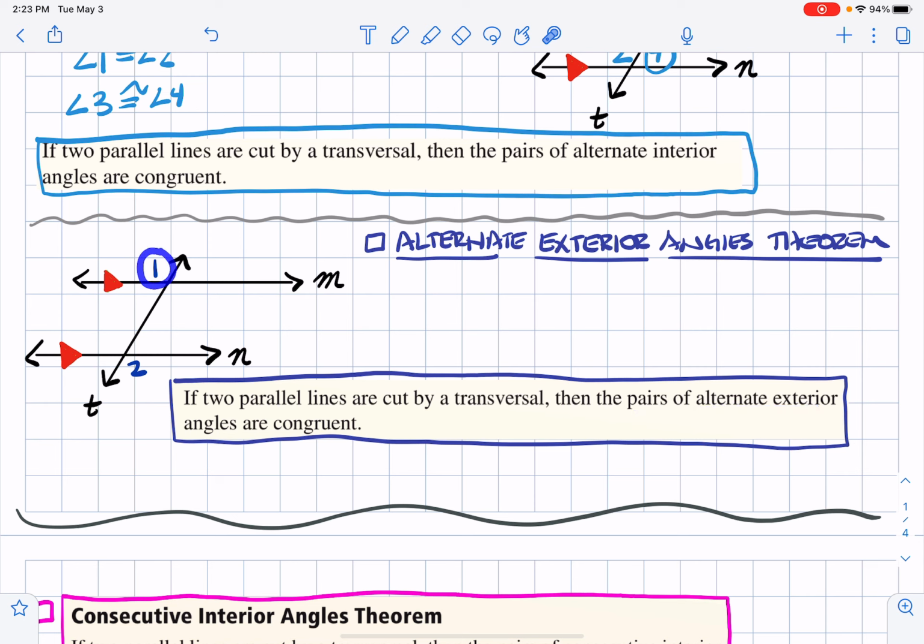So angle 1 and angle 2 are alternate exterior angles. They're alternate because they're on opposite sides of the transversal, and they're on the outside of line M and N. So this angle and this angle are alternate exterior, and the theorem says angle 1 is congruent to angle 2. Similarly, if I named this angle 3 over here and this angle 4, then I could also say angle 3 is congruent to angle 4 because those two are also alternate exterior angles. Okay, that's our third theorem.